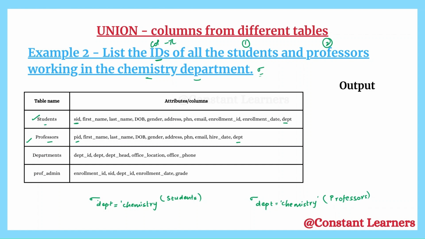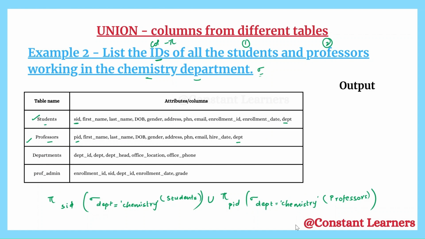Now, what do we need to project? Which column? The IDs column, right? So for this, we are going to use the project operation, that is pi. Now, for students, the ID is SID. Alright, so we are going to project the ID column for students whose department is chemistry, right? And we are going to union this with, again, we're going to project, now the professor's ID is PID. We need to project the professor's ID for all the professors whose department is chemistry.